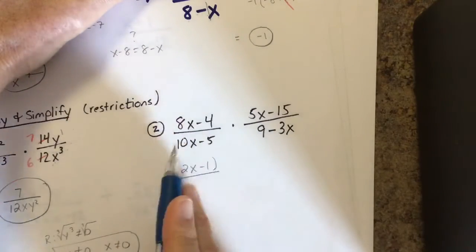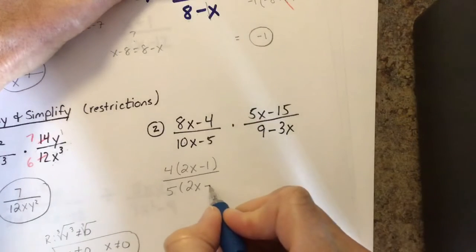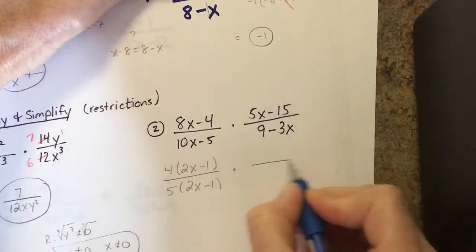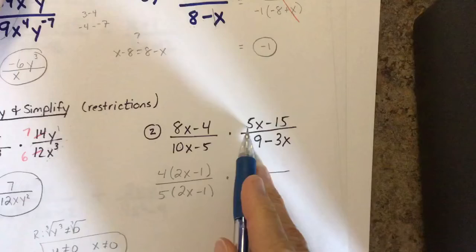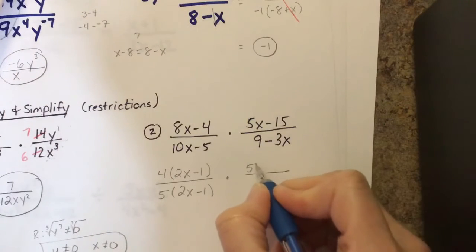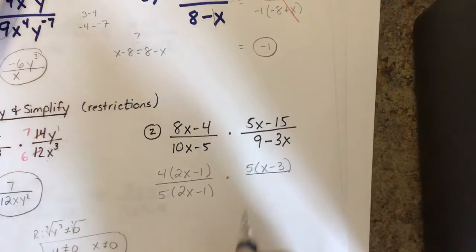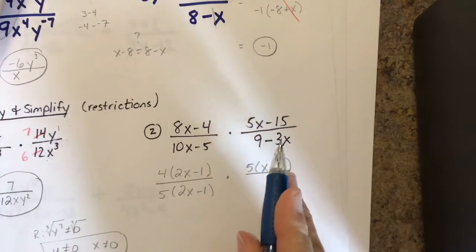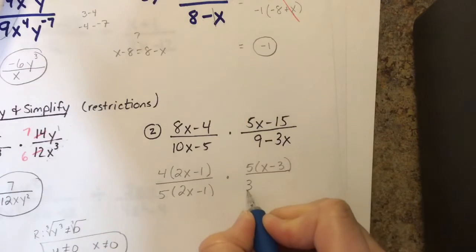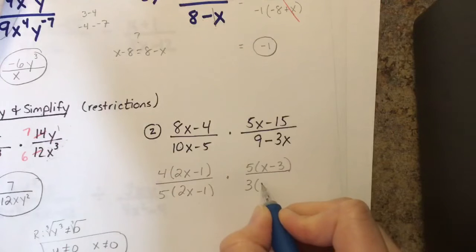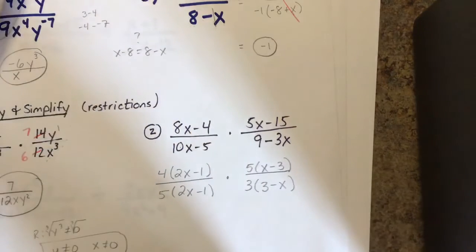Denominator, GCF, 5. 2x minus 1. Aha, we see something that'll cancel. Now, GCF of 5 and 15, 5, and you get x minus 3. Now, here I could take out a GCF of 3, say I take a 3, I get 3 minus x.